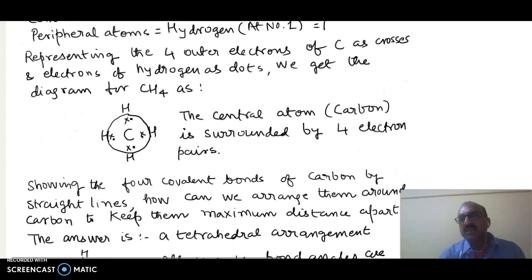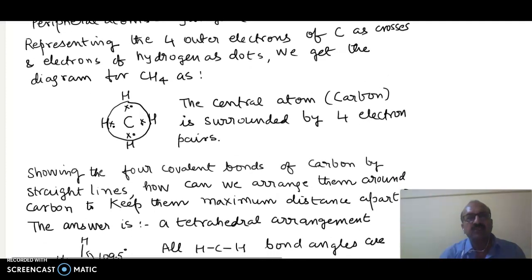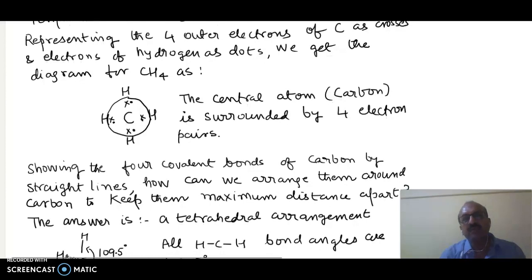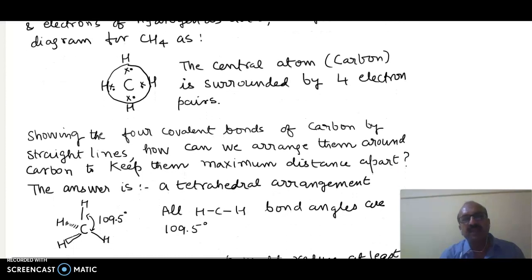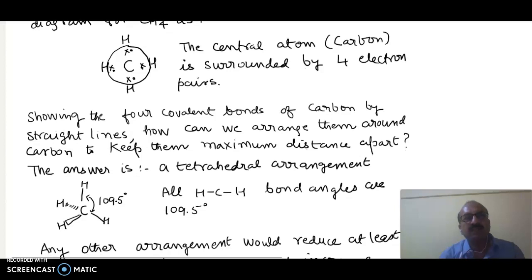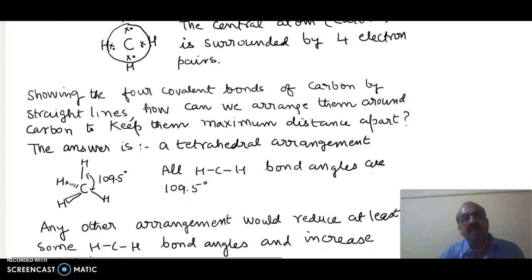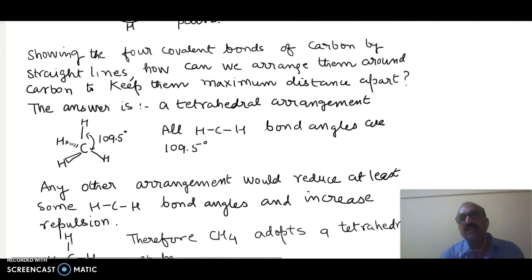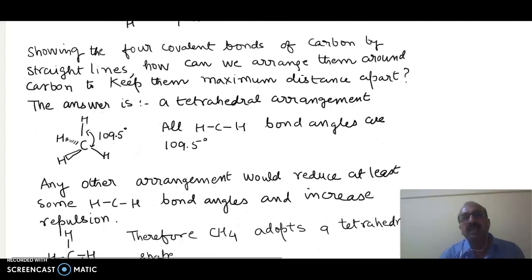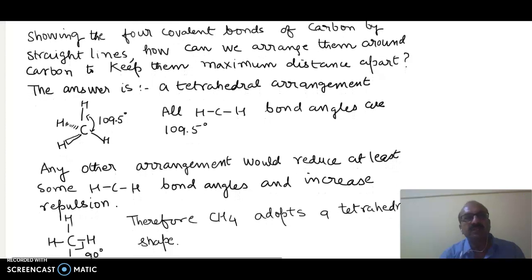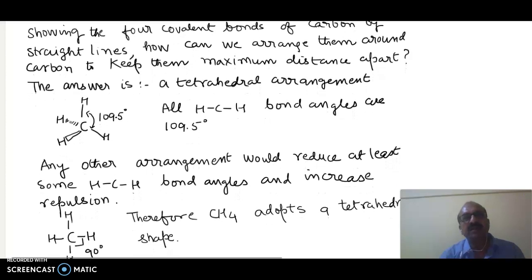So once again, to simplify the matter, we can show these covalent bonds by straight lines, and then we can arrange these 4 bonds around carbon in various manners, showing different bond angles, and then look at the structure and find out the structure in which the bonds are maximum distance apart.